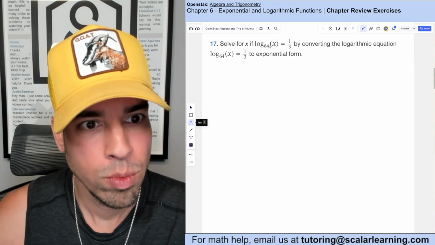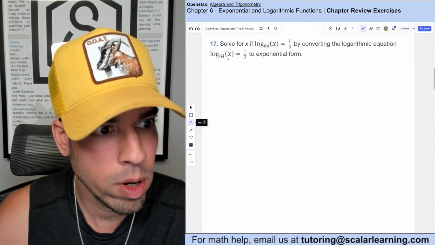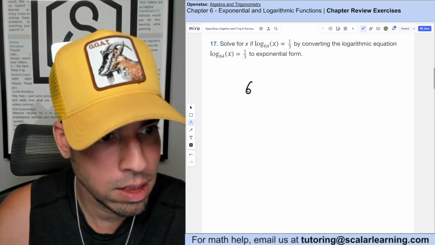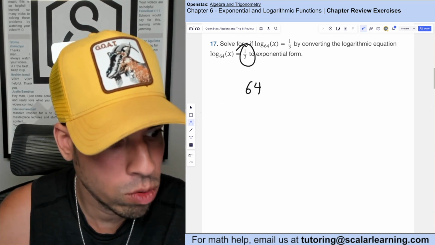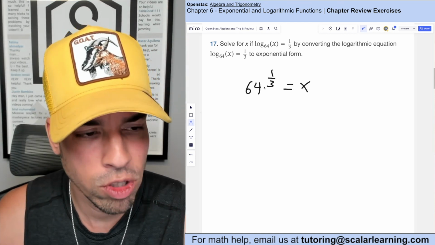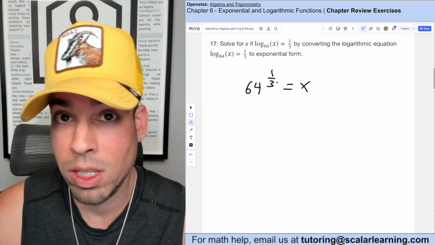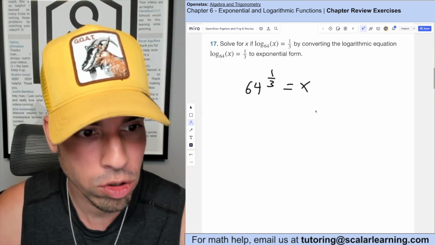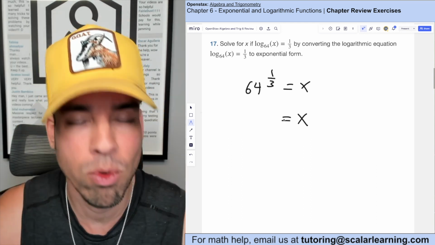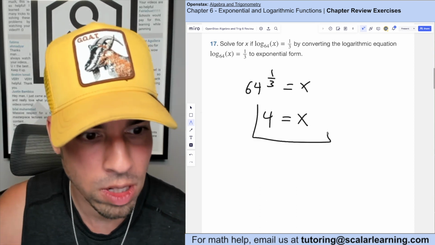Done. So for this one, we're going to convert it to the exponential form and then solve. The way we can do that is, again, it's the base 64 to this power that's on the other side of the equal sign, and that equals x. And now we have something pretty straightforward, right? X is the cubic root of 64. That's the same as raising to the 1/3 power. So what is the cubic root of 64? It's 4, because 4 times 4 times 4 is 64. So that's how you do it.